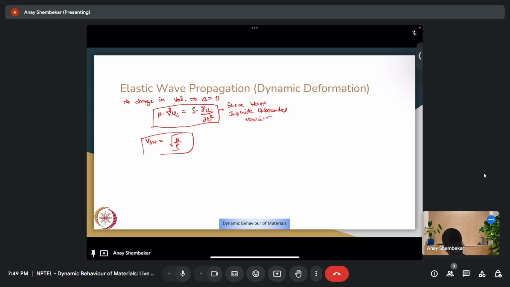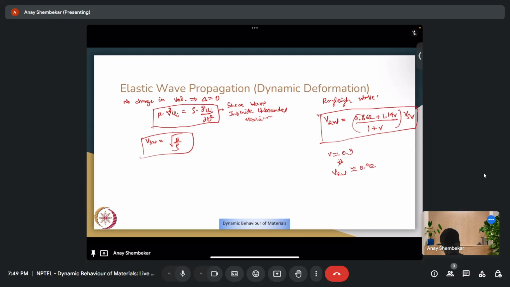And the third type of wave, we'll just touch upon this. It's the Rayleigh wave on the surface. For metals, we can write V Rayleigh as (0.87 plus 1.12 nu) divided by (1 plus nu) into V shear wave. This expression, if you are interested, I'll post a reference for this in the discussion forum for those of you who are interested in looking further into how this comes about. Usually for metals, nu is equal to 0.3, which gives V Rayleigh wave to be about 0.92 times shear wave velocity.